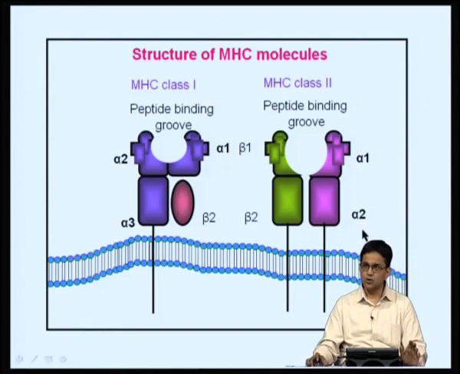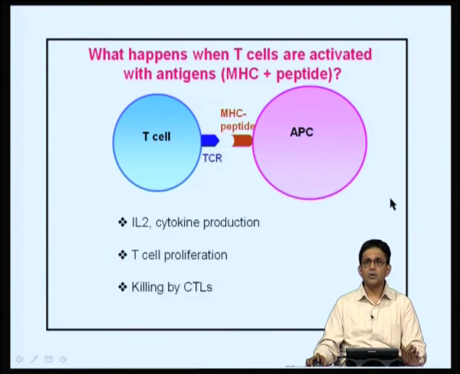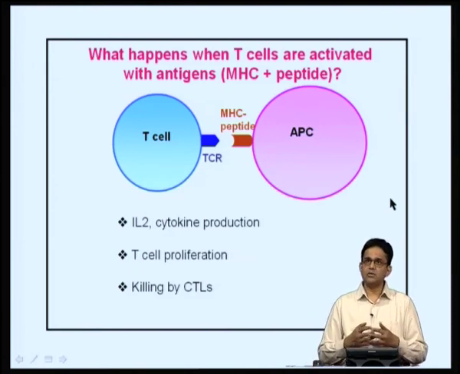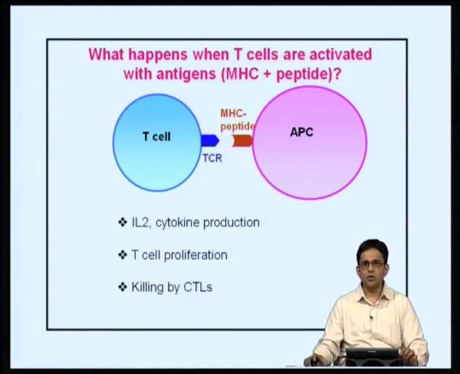In MHC class 2 molecules, there are two chains, that is the alpha and the beta chains. And you can see the peptide binding groove consists of the alpha as well as the beta chains. So, MHC molecules present peptide to T cells. So, what is the consequence of this? This is what is shown over here.